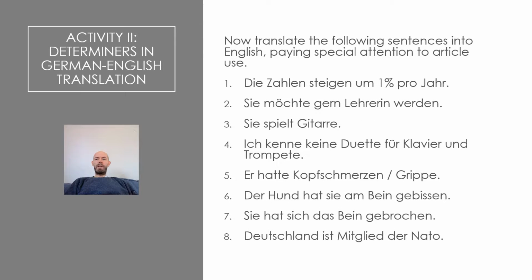Let's see if we can apply what we've just learned to the other translation direction. Die Zahlen steigen 1% pro Jahr. Figures rise by 1% a year. That's the same as in the first sentence of the previous activity. Sie möchte gern Lehrerin werden. Profession.